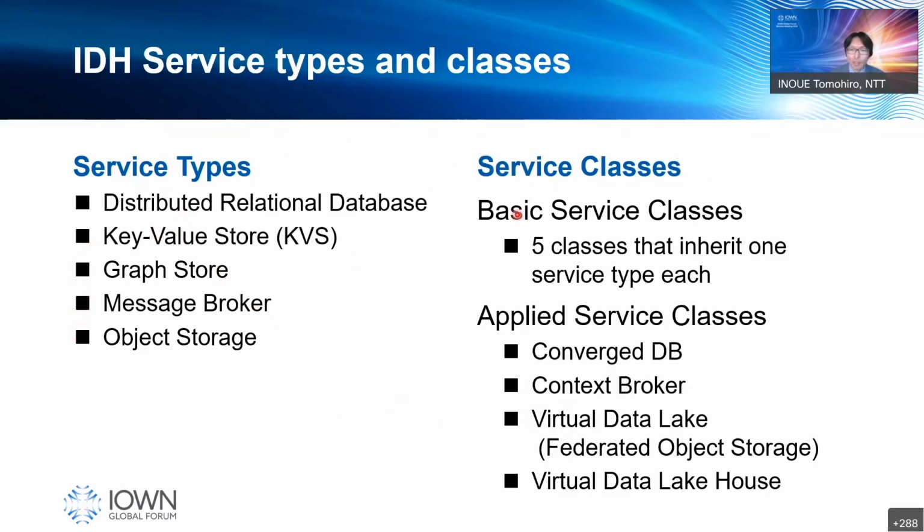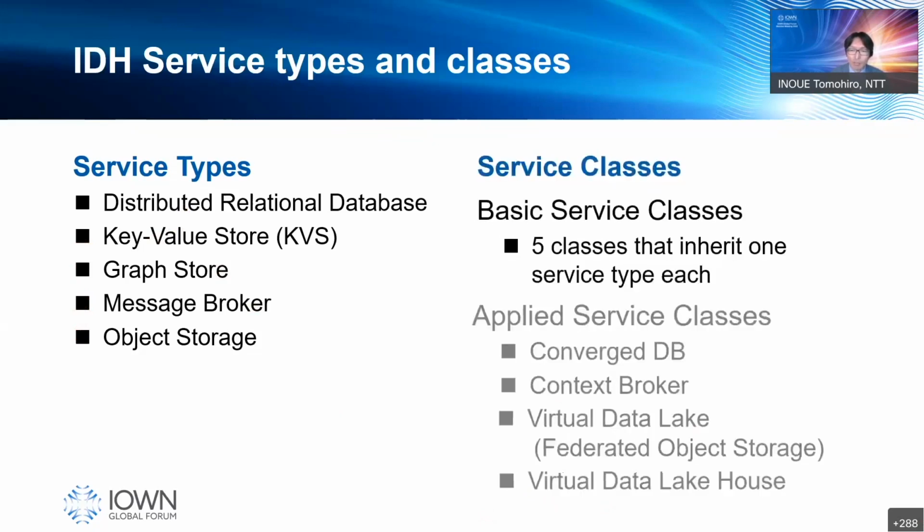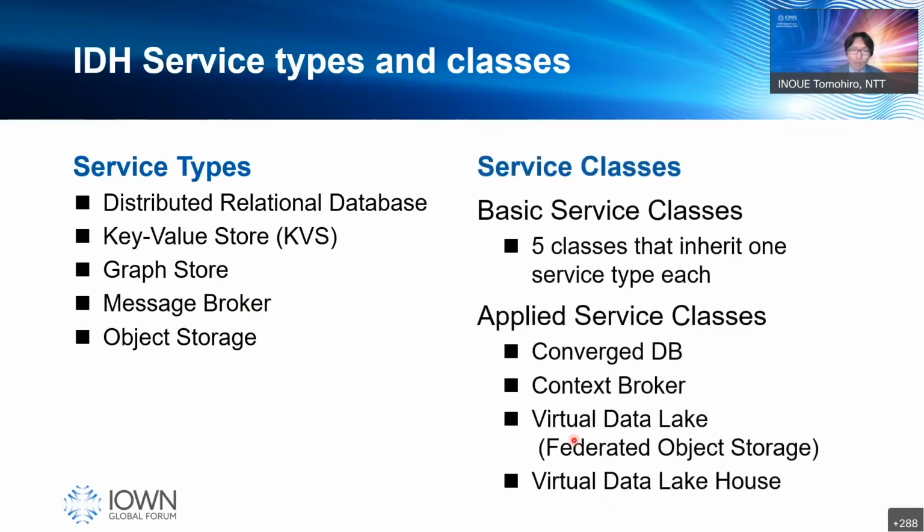On the other hand, it may not be sufficient to provide individual service types to realize use cases. It is necessary to design a component that implements multiple service types. Such a component is defined as the service class. We have 5 basic service classes, each of which supports a corresponding service type, and 4 applied service classes. Those are converged database, context broker, virtual data lake or federated object storage, and virtual data lake house. Please check the IDH document for details.